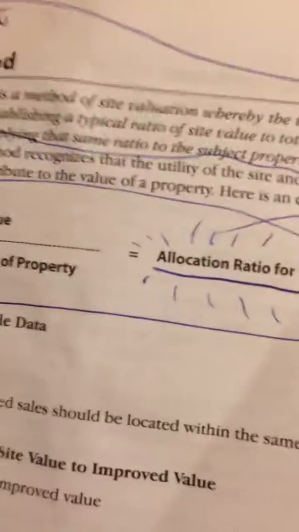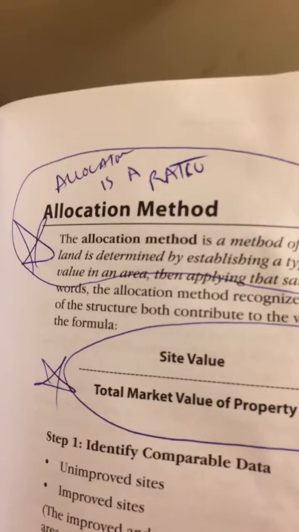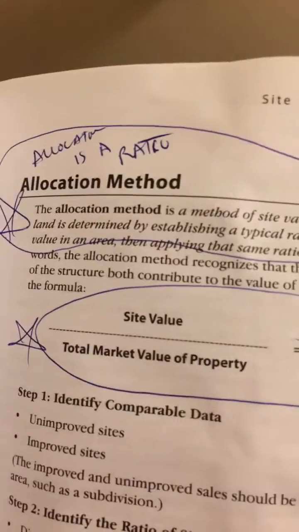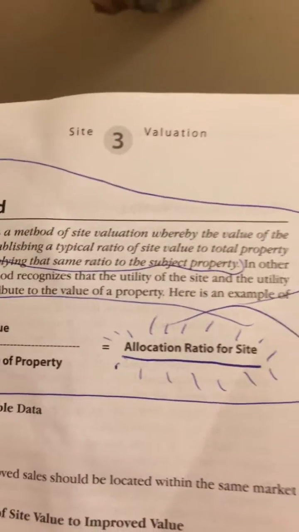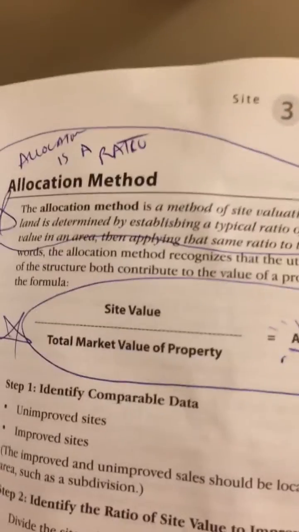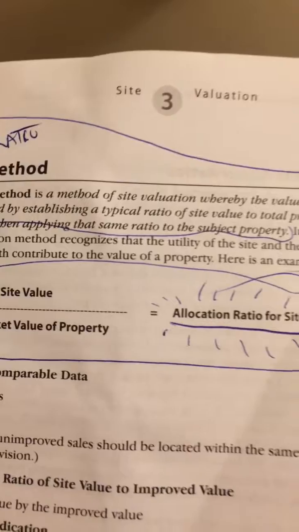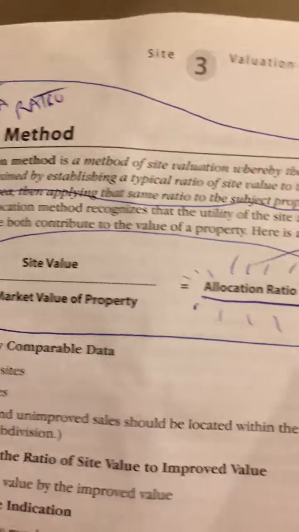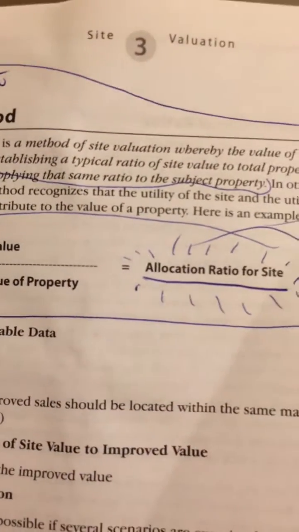Residential Site Valuation and Cost Approach, page 39. Allocation Method. The allocation method is a method of site valuation whereby the value of the land is determined by establishing a typical ratio of site value to total property value in an area, then applying the same ratio to the subject property. In other words, the allocation method recognizes that the utility of the site and the utility of the structure both contribute to the value of a property.